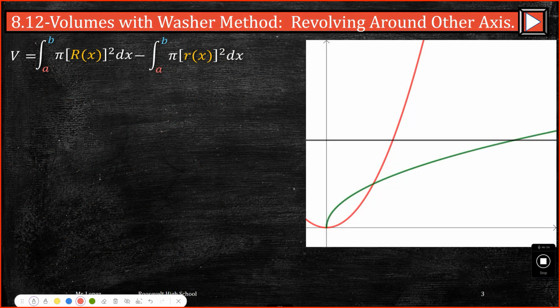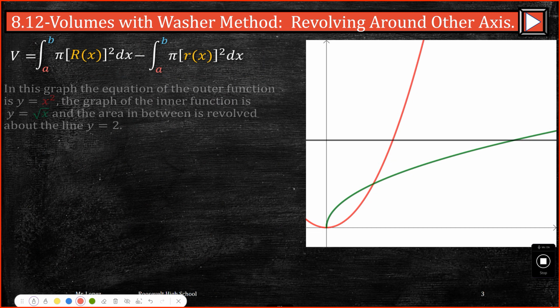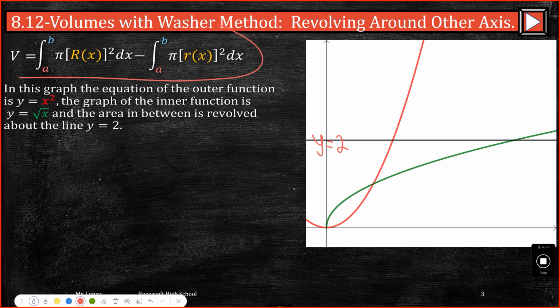What is this now? Volume by washer, revolving around another axis. In this graph, the equation of the outer function is y equals x squared. The graph of the inner function is y equals square root of x. The area in between is revolved about the line y equals 2. So it's revolved around y equals 2. It goes back to pre-calculus one more time. It's just pre-calc. And if you do know how to shift functions, then this is not necessary again. It goes back to what I just simplified.